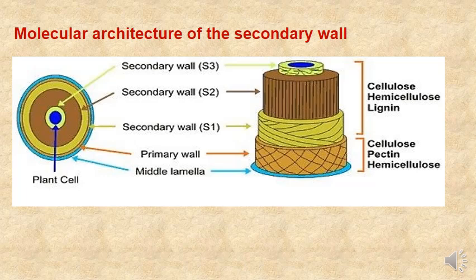The secondary wall is made up of three layers, which are S1, S2, S3, where the cellulose microfibrils are arranged parallel to each other in each layer, and their orientation is different from one layer to the next. These layers are very low in water, which gives them great rigidity.